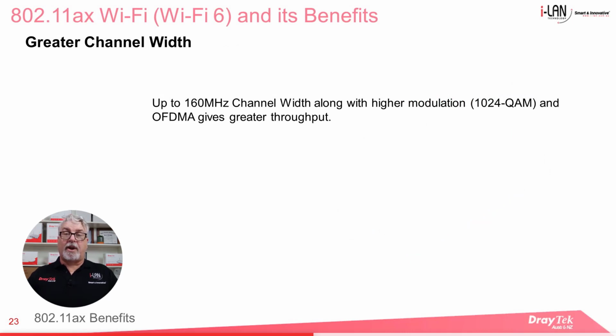802.11ax can use a wireless channel width of up to 160 MHz. This, along with the higher modulation of 1024 QAM, and when combined with OFDMA, results in much greater wireless throughput in a Wi-Fi router or access point.